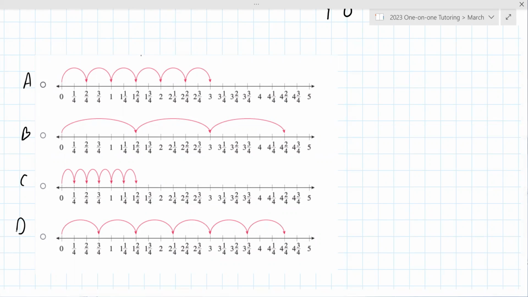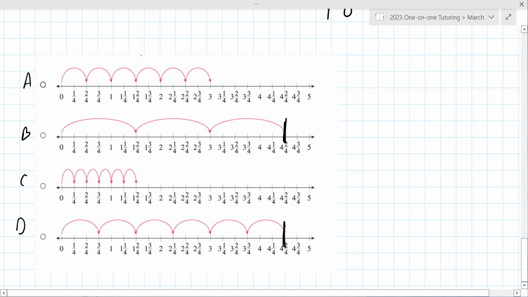Or maybe you can say which ones certainly do not end at 4.5. Is it D? Wait, B? So B ends at 4.5. What about D? Does it also end at 4.5? Like, are these the same? Yeah. They're the same. Okay.